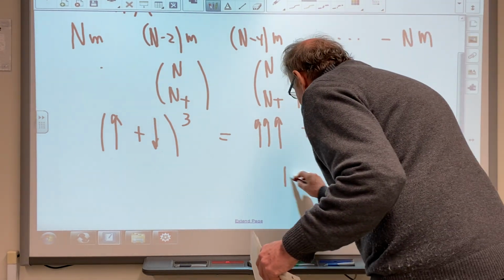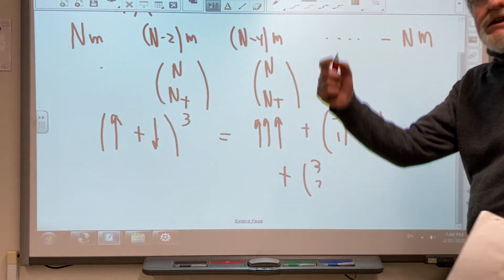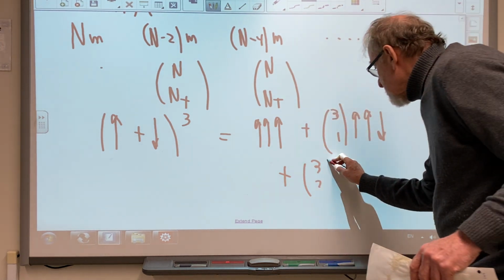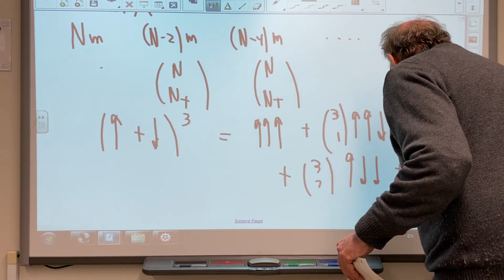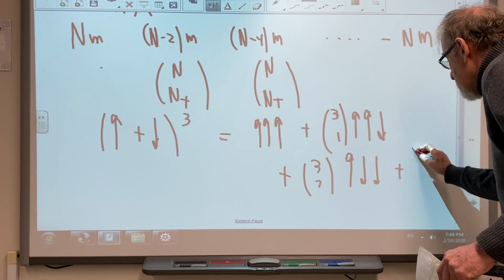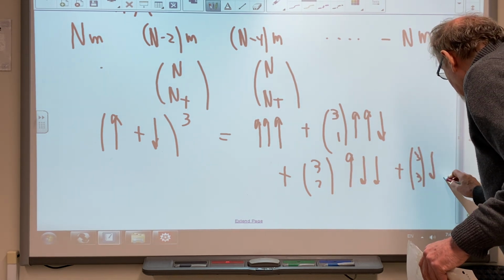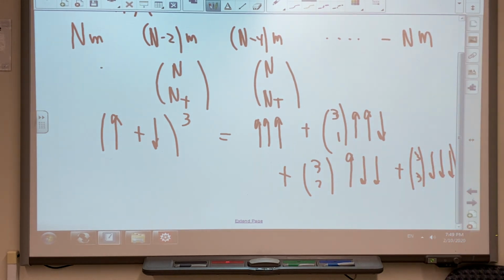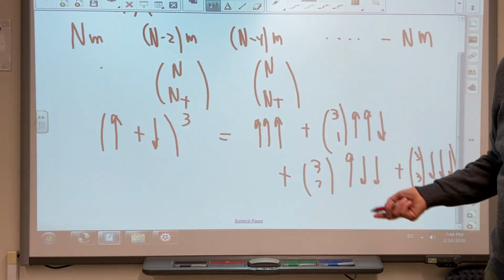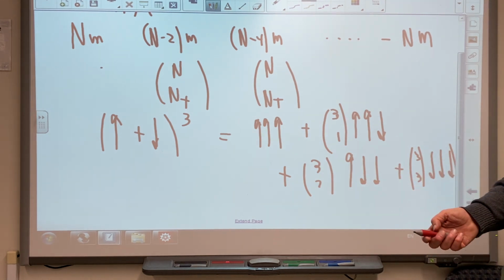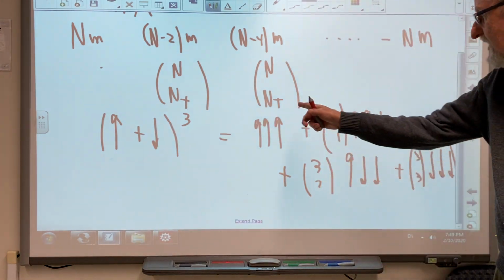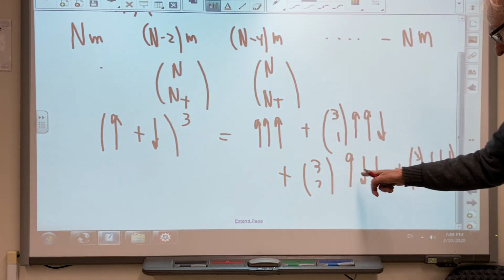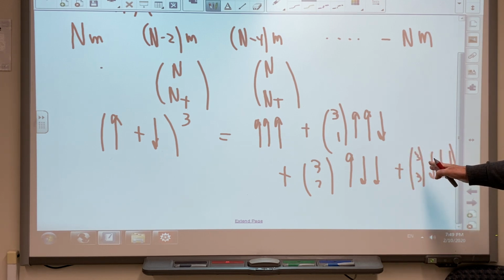Then I will have 3 terms corresponding to 2 spins down and 1 up, which is the combinatorial 3-2 times this. And then I have only 1 term, which is the combinatorial 3-3 of this. You see, actually, instead of the number of spins up, I'm choosing the number of spins down, but it doesn't matter. So in essence, these 8 terms are here: here is 1, here are 3 more, and the last one. Those are the 8 terms.